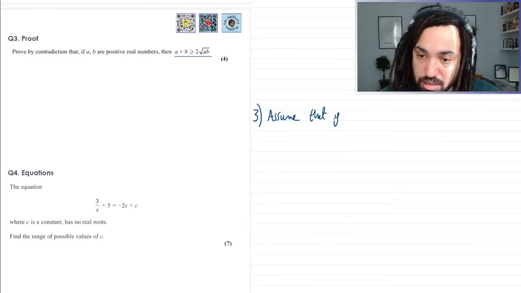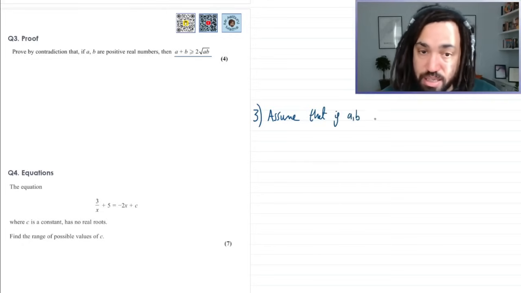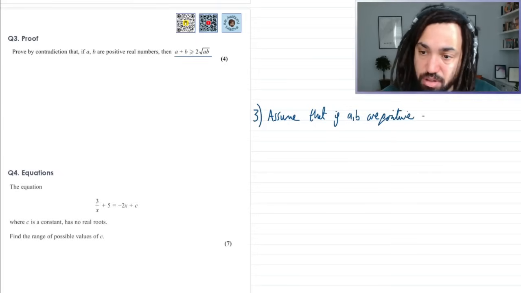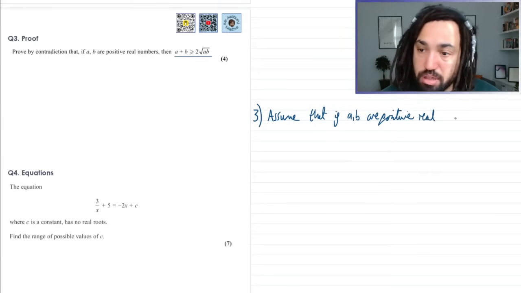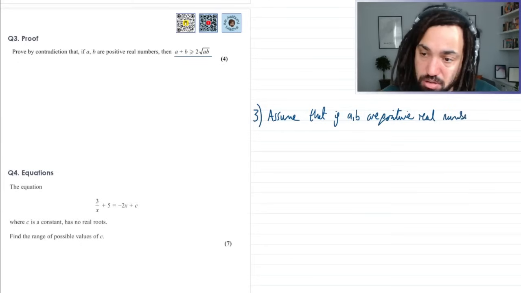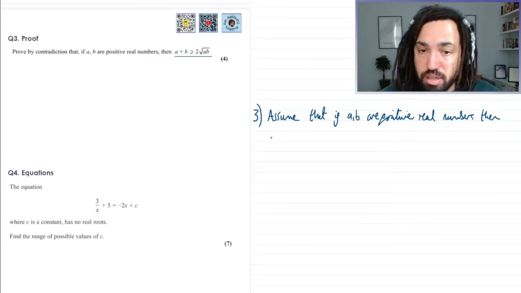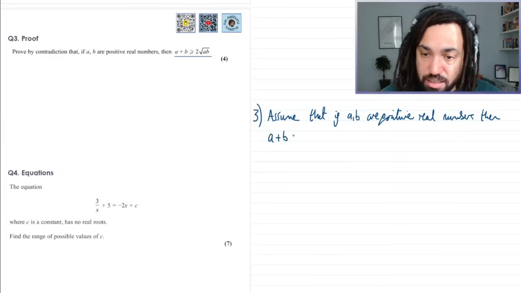that if A and B are positive real numbers, then A plus B is less than 2 square root of AB.